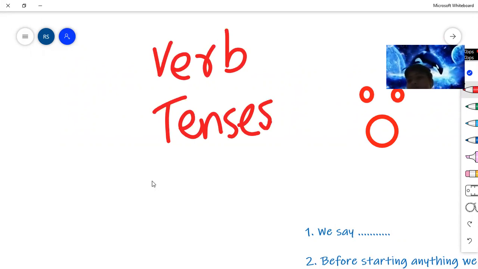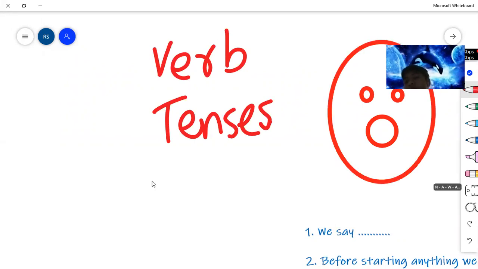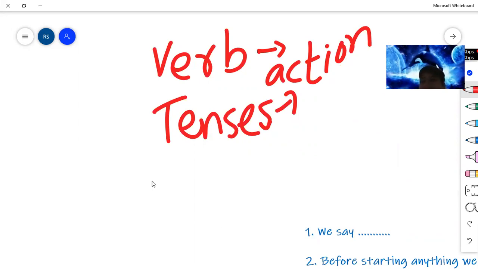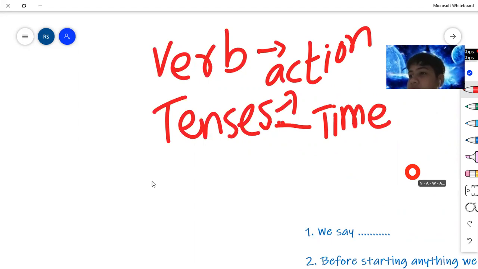So verb and tense are almost the same thing. Tense is also an action, verb is also an action, okay? So both are action. But tenses also tell us about the time of action, okay? Be attentive. If you draw these pictures, then you will not remember anything.